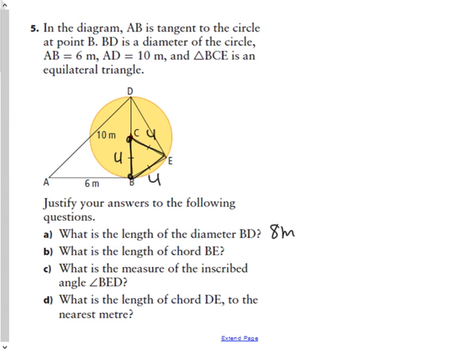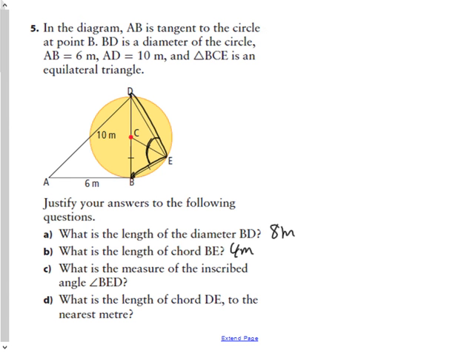So therefore, what is the length of BE, this chord right here? The answer is it's 4 meters because it's the same length as the radius. What is the measure of the inscribed angle BED? So let's find BED. B to E to D. There we go. So what is this measure right here, the whole thing? What is that whole angle right there?